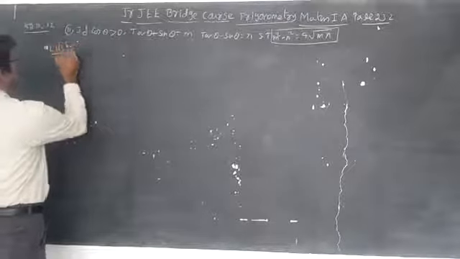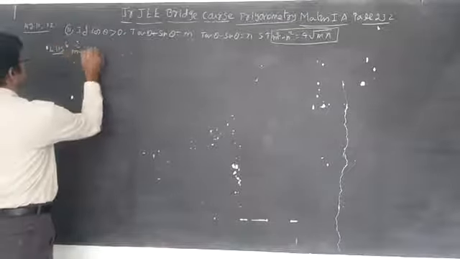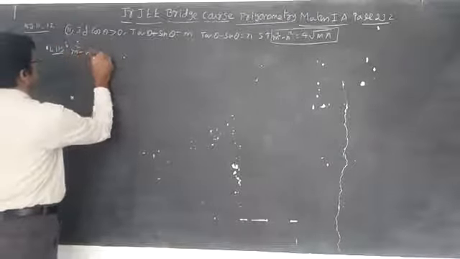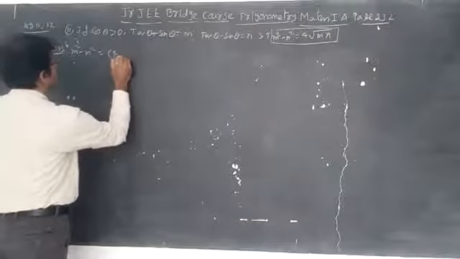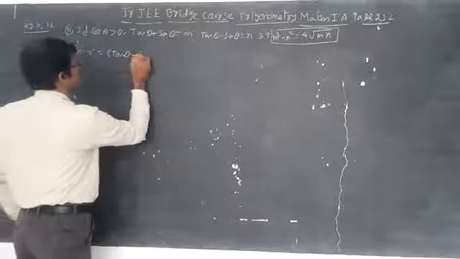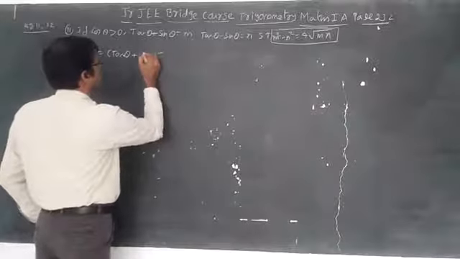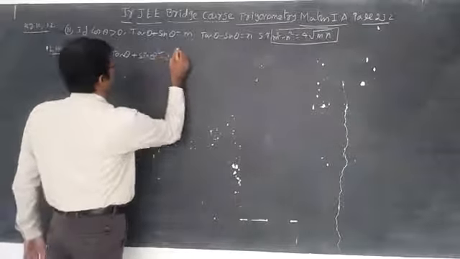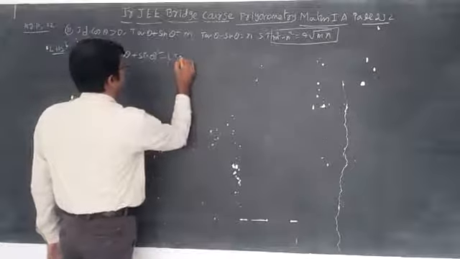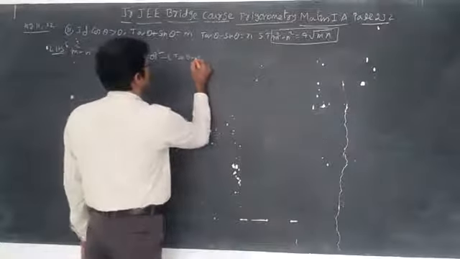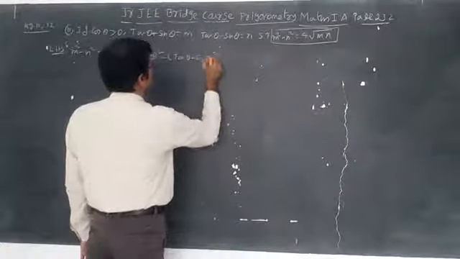Take LHS here. LHS means m square minus n square. So m means here tan theta plus sin theta whole square, minus n square means tan theta minus sin theta whole square.